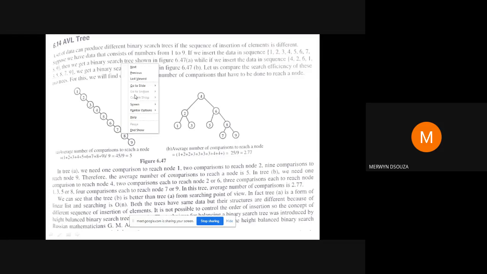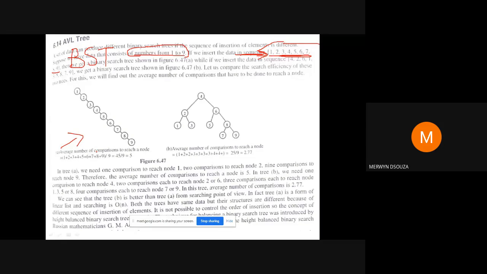So just imagine that you have been given a set of data and you have been told to construct a binary search tree. Say the data is like this: you have to insert all the numbers from 1 to 9 in this sequence, 1, 2, 3, 4, 5, 6, 7, 8, 9. When you construct a binary search tree of this data in this sequence, you will get a tree that looks something like this.